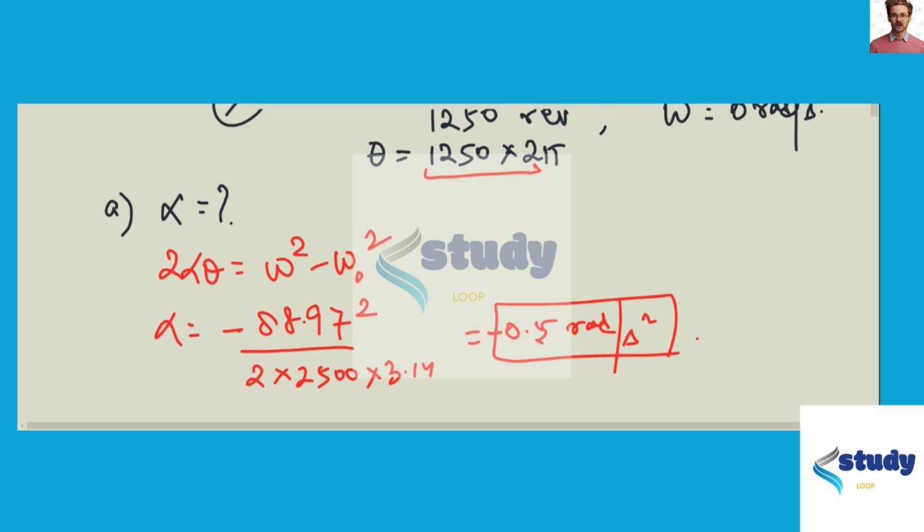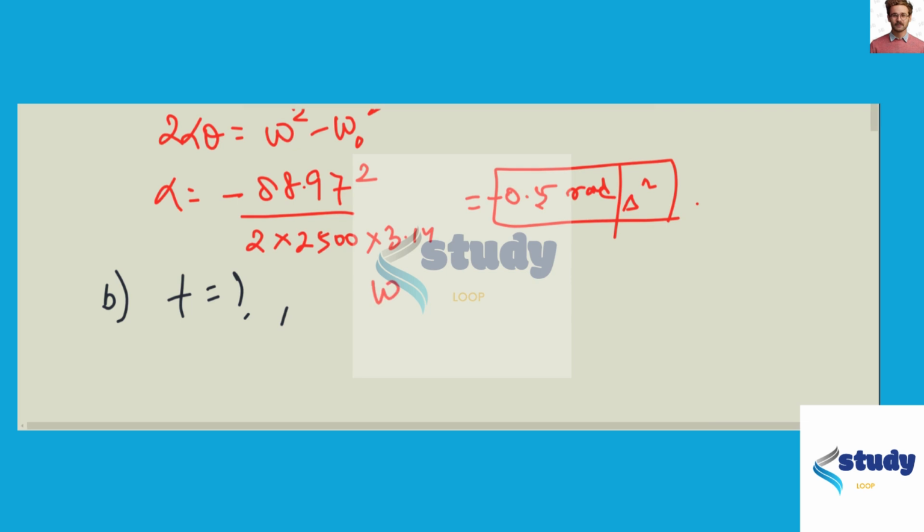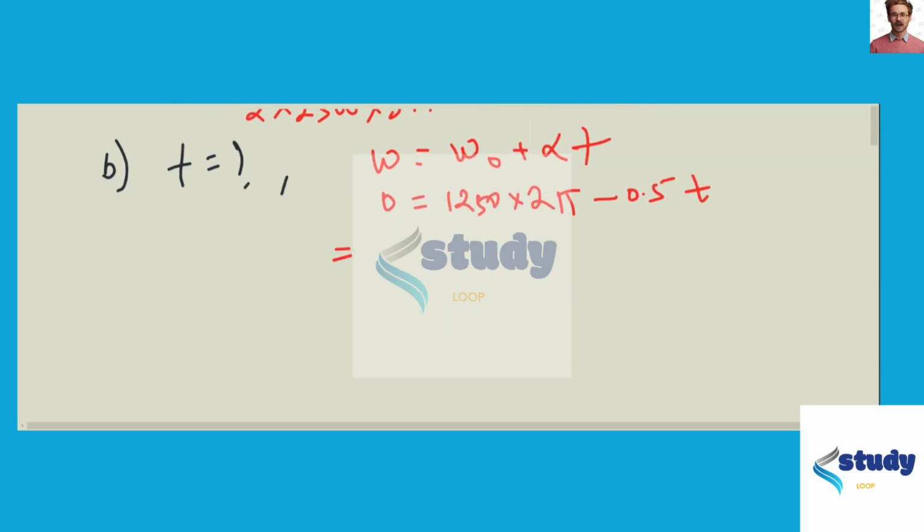Now in the next situation, we have to figure out the time that this fan takes to stop. To get the time, we're going to make use of the equation omega equals omega naught plus alpha t. So omega is 0, omega naught is 1250 into 2 pi, alpha is minus 0.5 and t. So from here we can figure out the time, so that will be 2500 into 2 pi. So this gives us the value of the time as 7850 seconds.